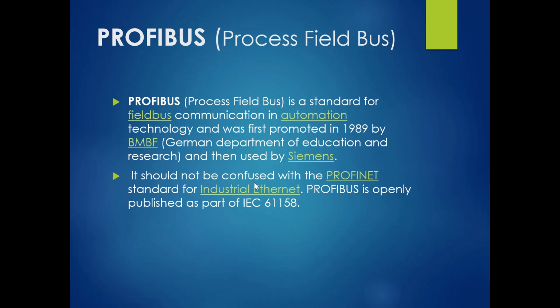Profibus. It is basically a process field bus. Profibus, that is process field bus, is a standard for field bus communication in automation technology and was first promoted in 1989 by BMBF, that is the German Department of Education and Research, and then used by Siemens. It should not be confused with Profinet, which stands for Industrial Ethernet. Profibus is openly published as a part of IEC 61158.